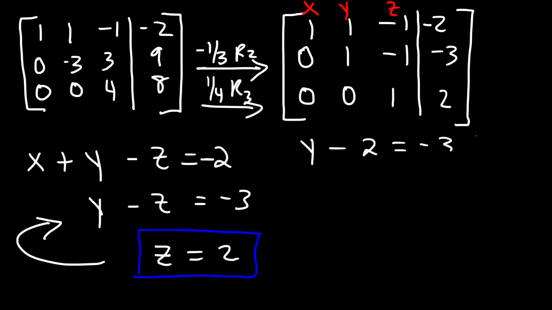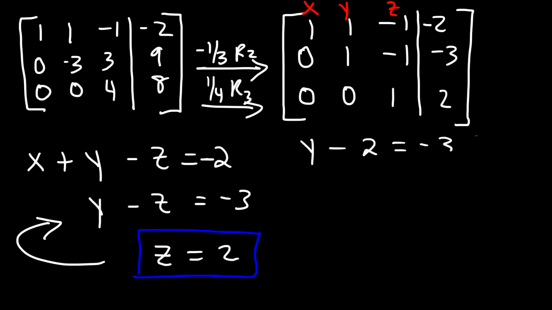And keep this in mind, this form is row echelon form, where you have a diagonal of 1s and zeros beneath it. It really doesn't matter what's here. So keep that in mind. So that's the row echelon form. Now let's work on another example.